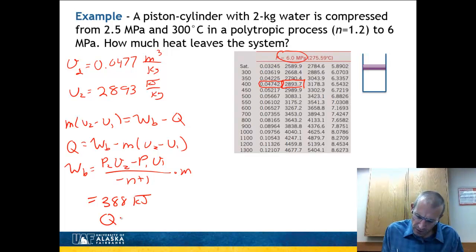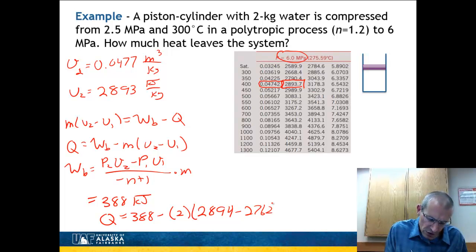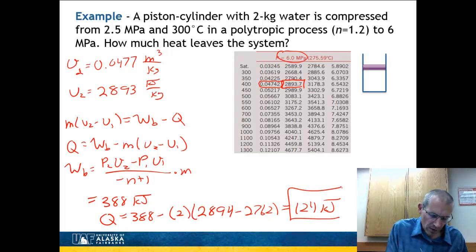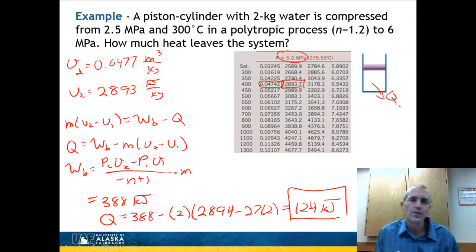So now I can calculate what Q is. Q is my boundary work, which is my 388, minus my mass of 2 times, putting in my values of internal energy, 2894 minus 2762. And that gives me 124 kilojoules. So that right there is the amount of heat that left the system here.